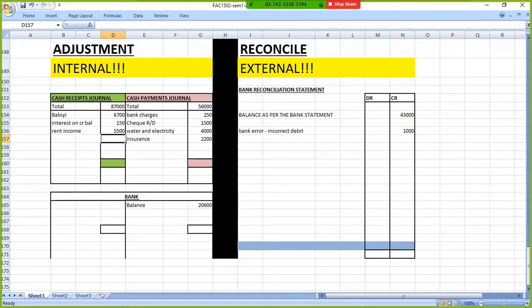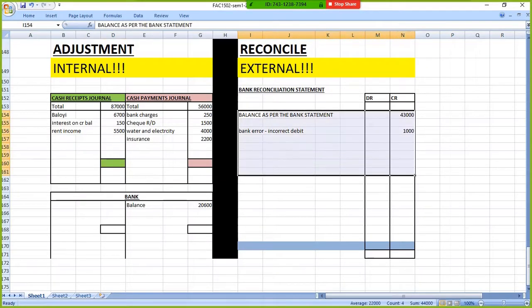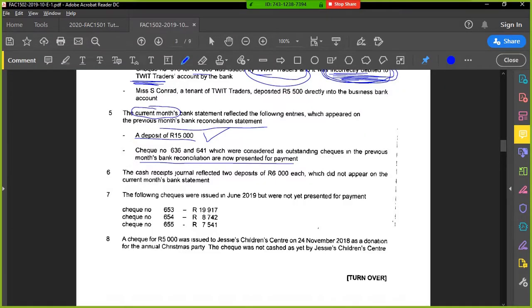So did we have any outstanding checks here? No, we didn't. Let's just read that again. The current month's bank statement reflected the following entries, which appeared on the previous month's bank recon. So previous month means last month. Last month I had a deposit, it's gone through this month. We don't do anything. These checks were outstanding last month, went through this month, don't do anything. Next. Okay, that's just lots of additional information.